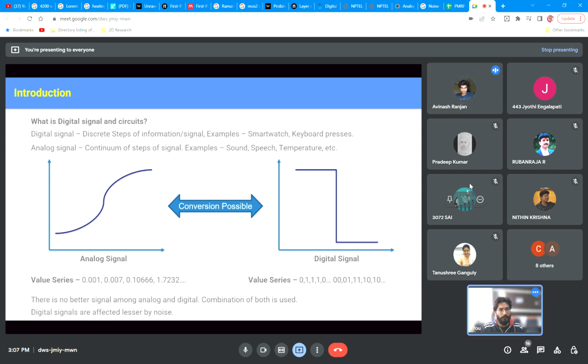Yeah, Avinash. Signals are inherently analog in nature, like speech signals. So to make them processable by our systems like mobile, we need to convert them to digital. Yes, exactly. The speech and the sounds that we hear and talk about.